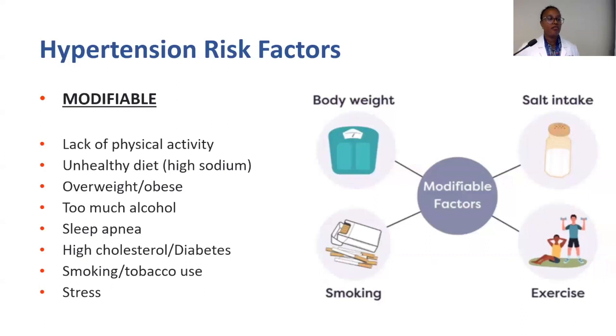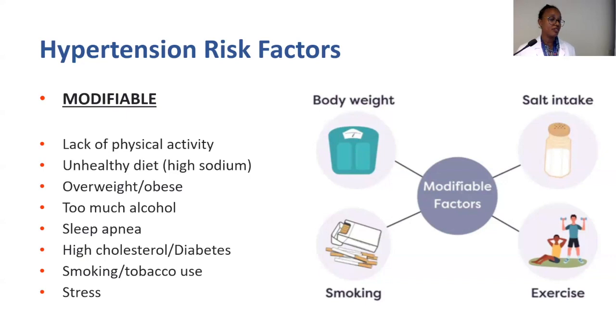What about some of the modifiable risk factors for hypertension? Lack of physical activity and unhealthy diet, with high sodium being the biggest culprit. As I mentioned earlier, as your body tries to dilute the amount of sodium that you're eating, you tend to retain water. That's why people end up swelling after a very salty dinner or salty snack. That in turn increases your blood volume and spikes your blood pressure. So that's why we really emphasize, when we counsel patients on dietary management of hypertension, to watch their daily salt intake.